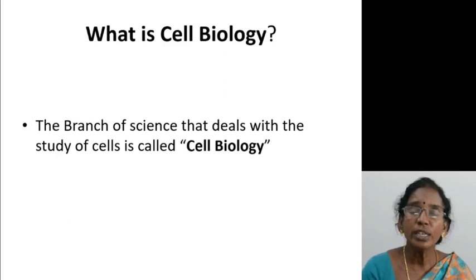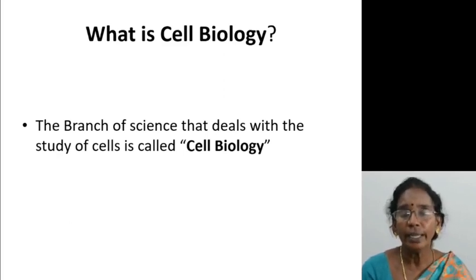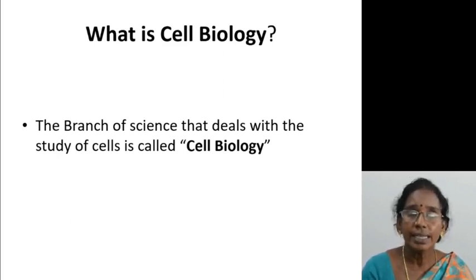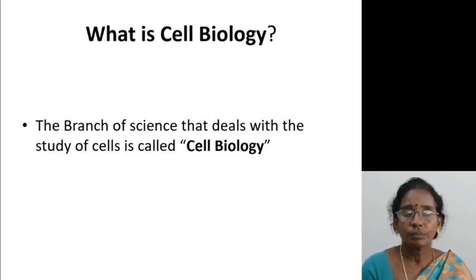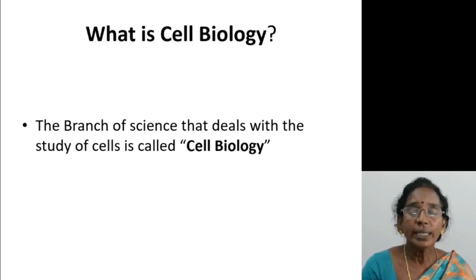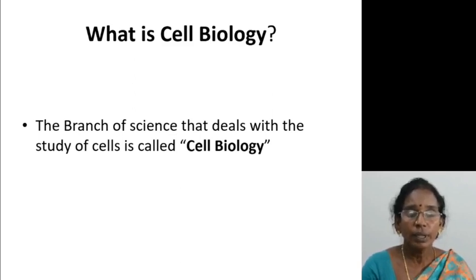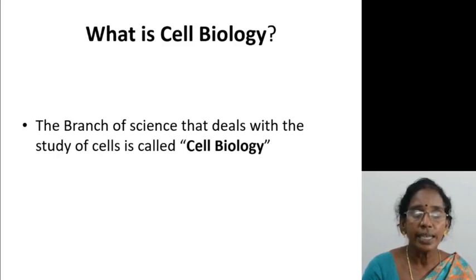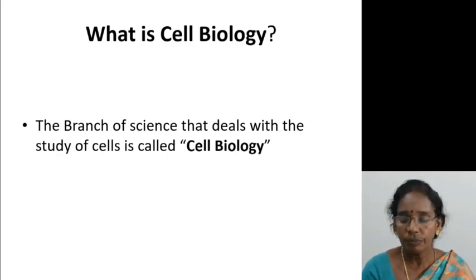Now tell me students, what is the name of the book written by Robert Hooke about the cell? Yes, Micrographia. It was published by Robert Hooke in the year 1665. In Latin, the word cellula means a small chamber. Now, what is cell biology? Cell biology means the branch of science that deals with the study of cells.